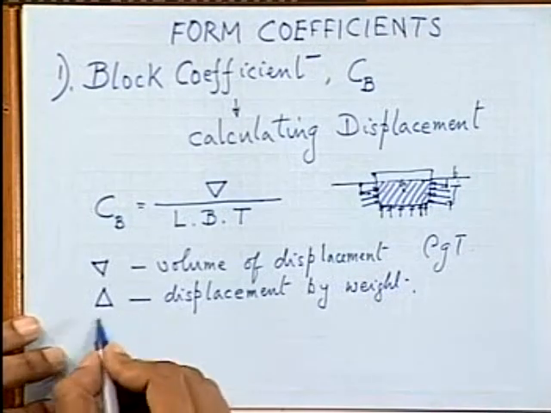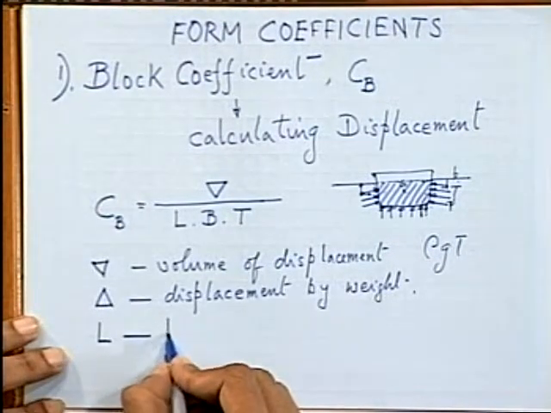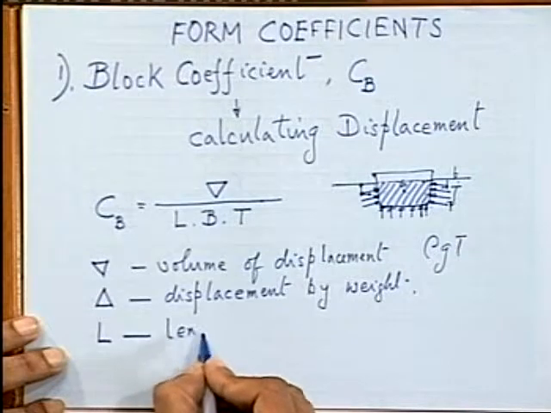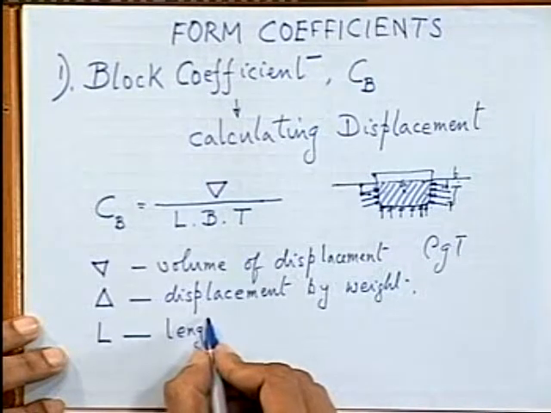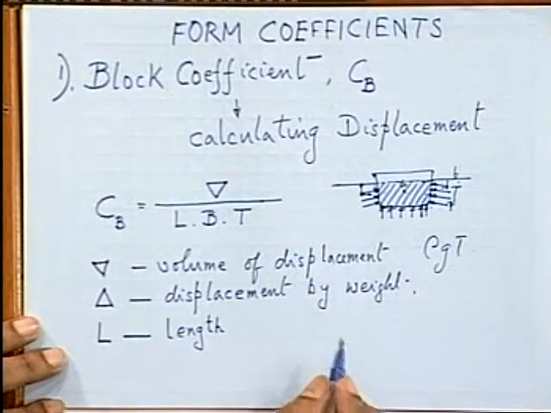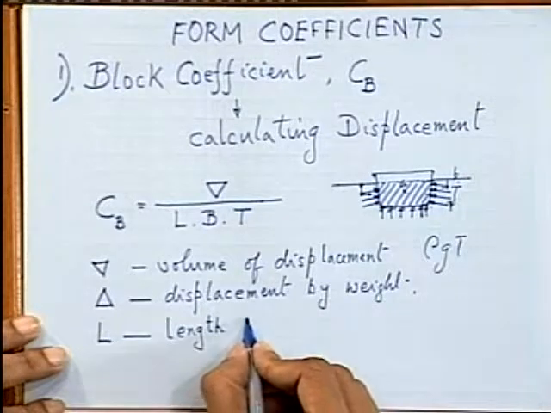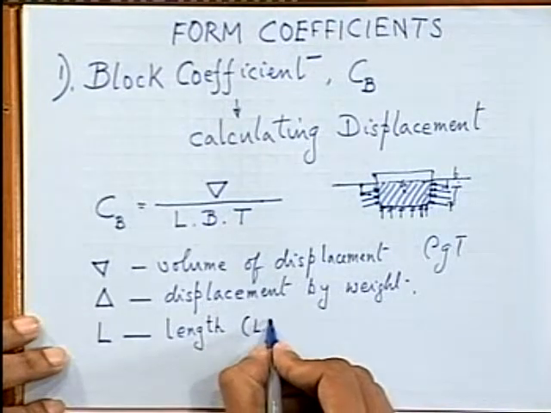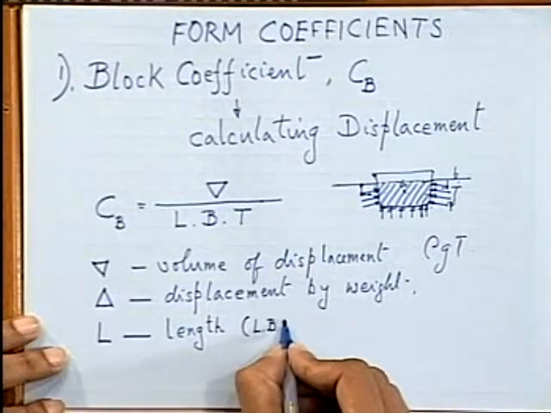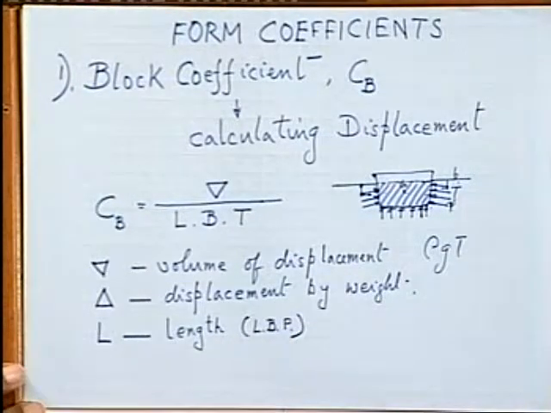Now L is ship length. Now this length is a little bit tricky. That means different persons use different lengths. This length normally you can take as the length between perpendiculars, LBP. The normal practice is to take length as your LBP.